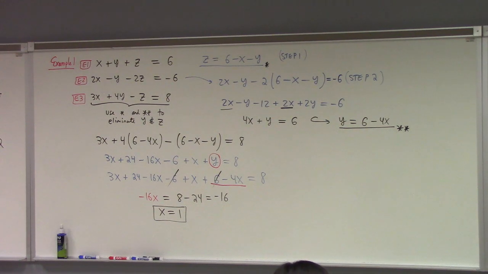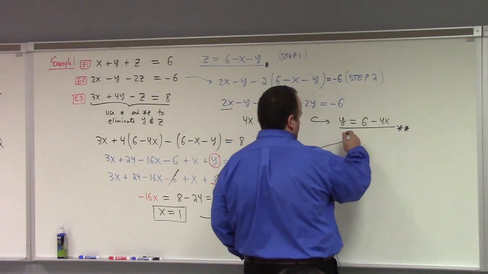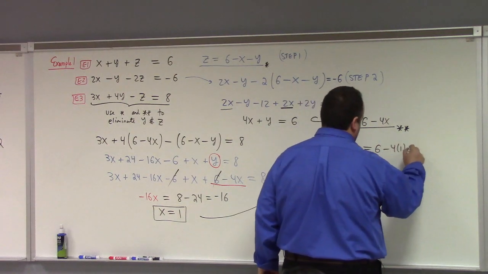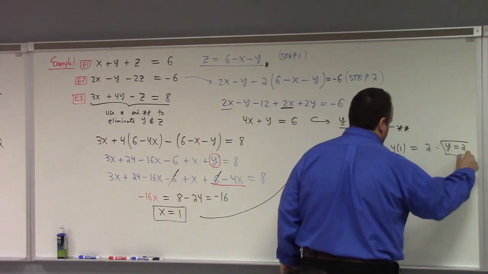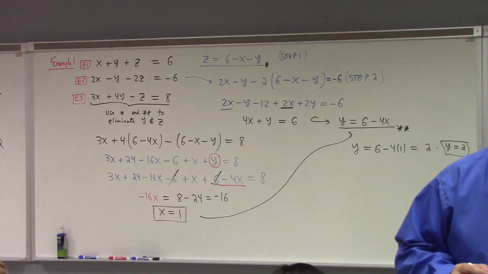All right. Now just go back and plug it all in? That's right. Now we back substitute. So then, up to here, and we get y is equal to 6 minus 4 times 1, also known as 2. y equals 2. Right? Then what?